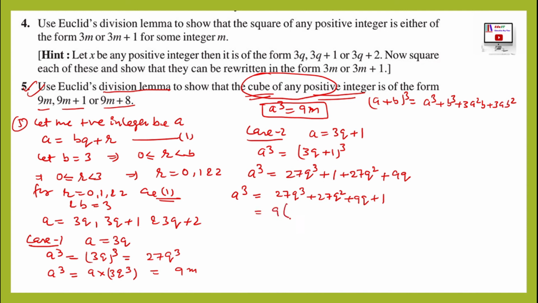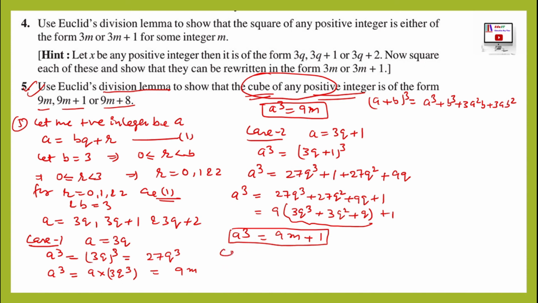We can take 9 common from this. So taking 9 common, what remains here is 3q cube plus 3q square plus q, and this plus 1. Now this is some integer. Let this integer be equal to m. So a cube is equal to 9m plus 1, where m is some integer. So in the second case we can write a cube in the form 9m plus 1.